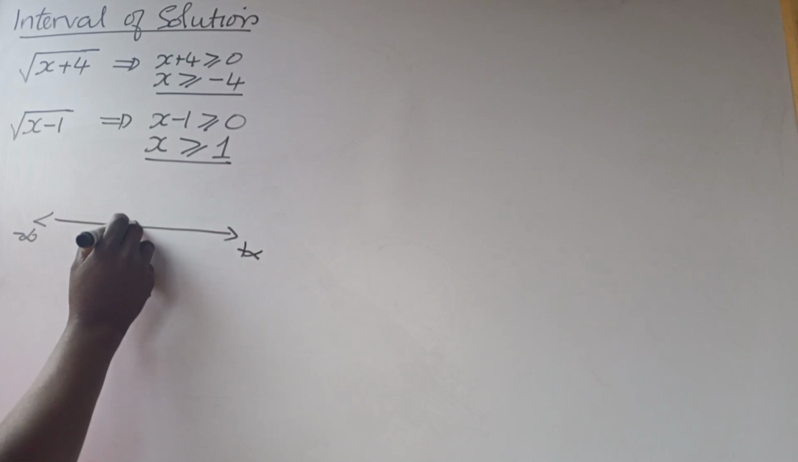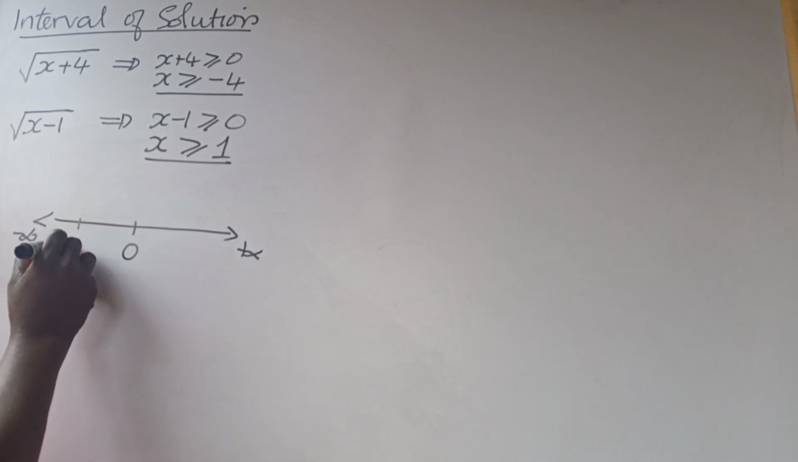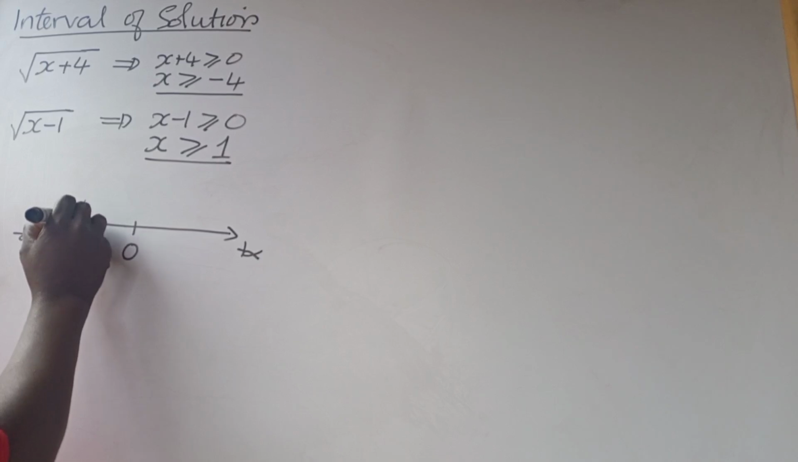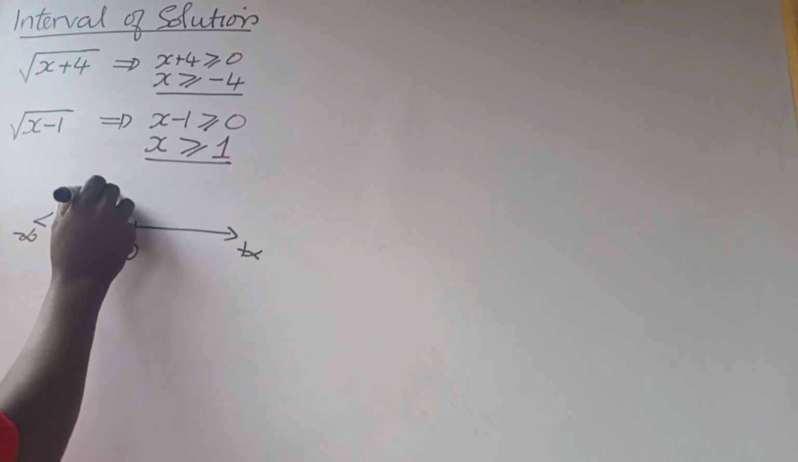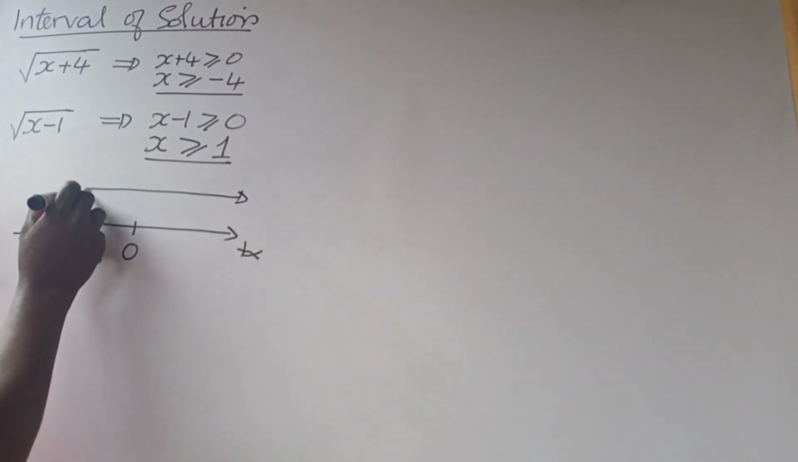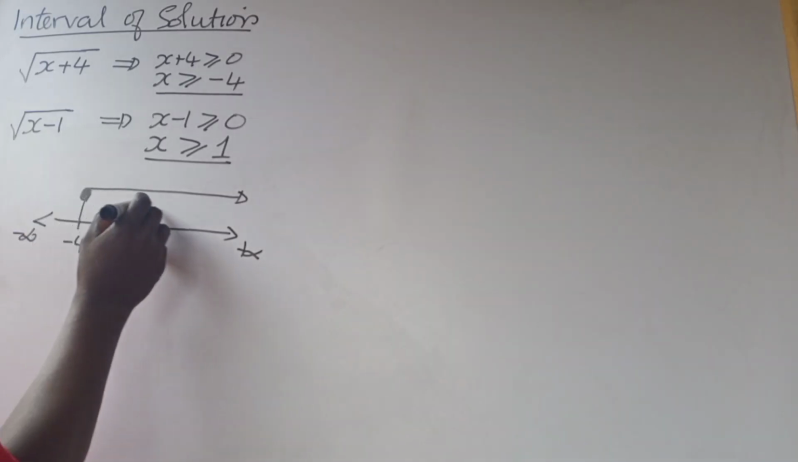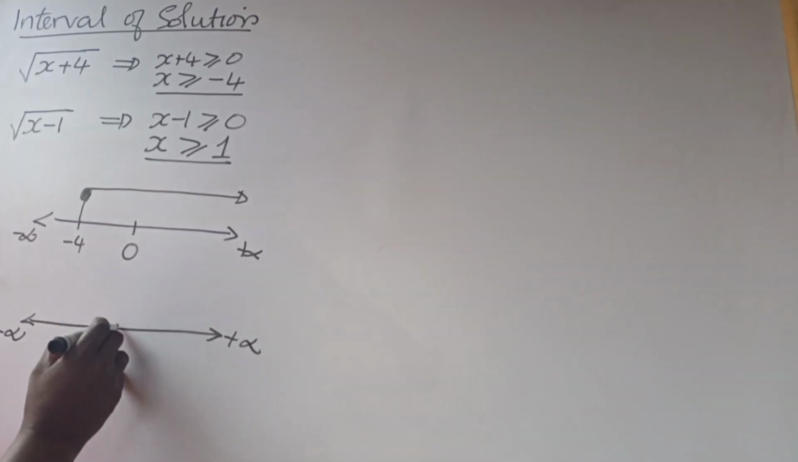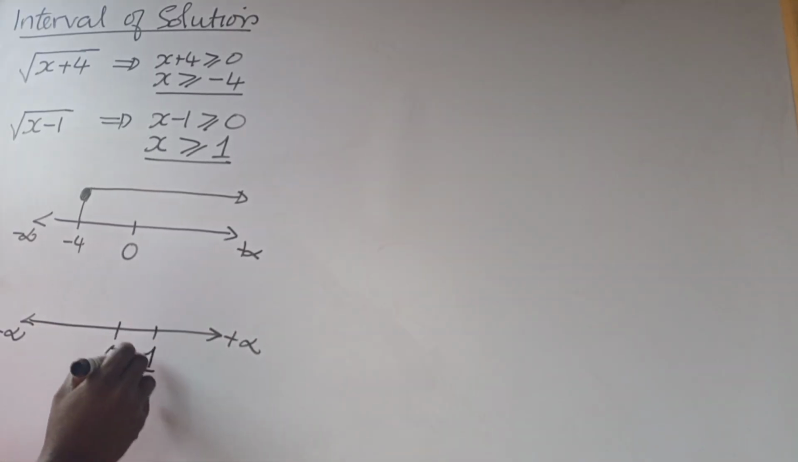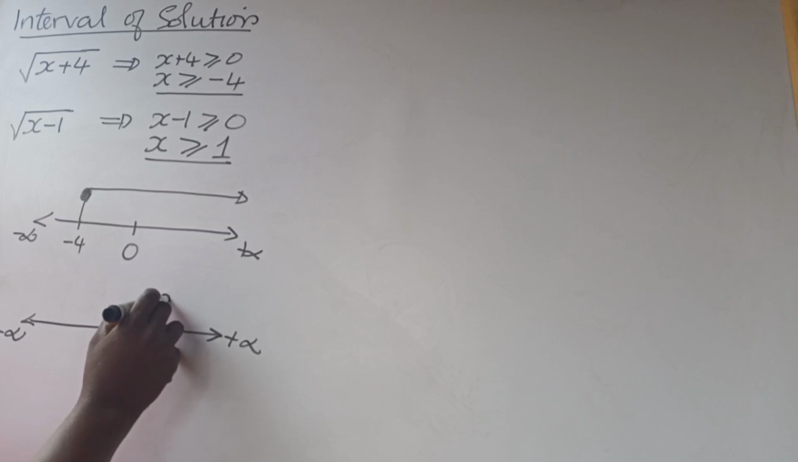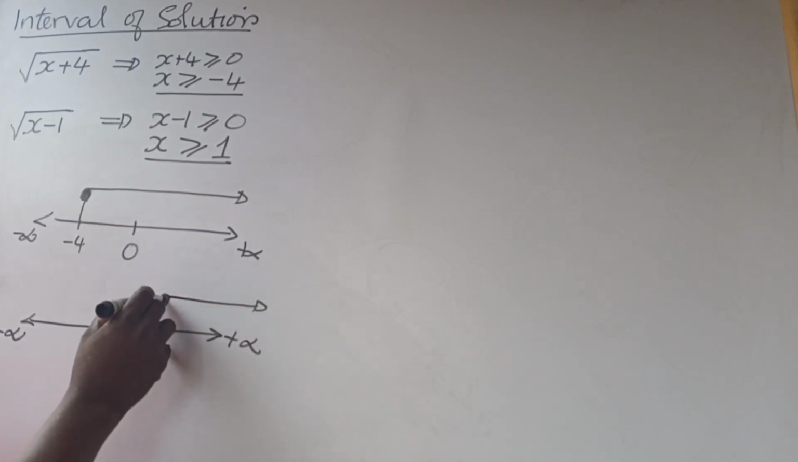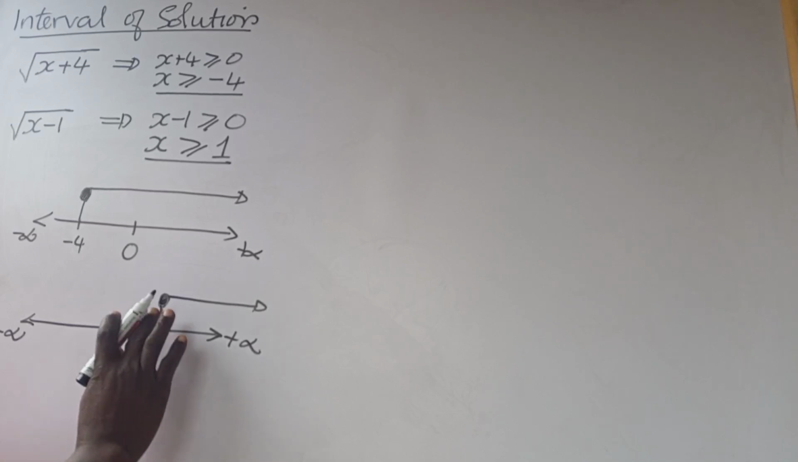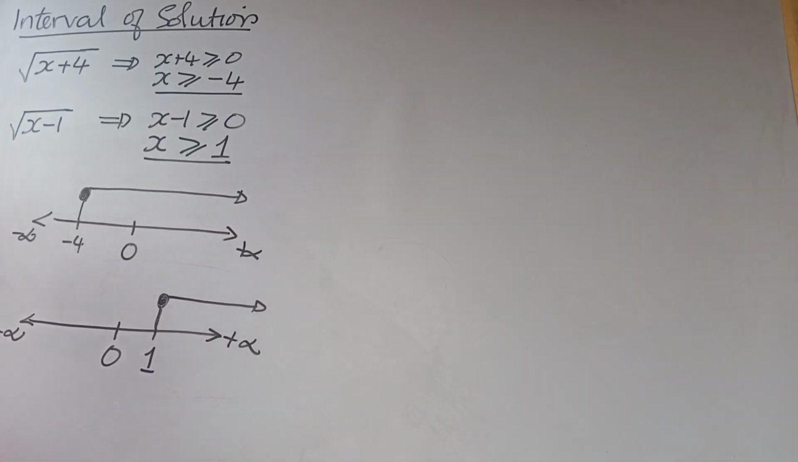This very first solution, this is always 0, we'll have 0 in the middle. This is negative 4. This first one says all values to the right of negative 4, including negative 4. That's why we have shaded this. It means negative 4 is included. All values to the right, including negative 4. And then this other one says all values to the right of positive 1. This is positive 1. All values to the right, including positive 1. So we also shade that. All right. So all values to the right of positive 1, including positive 1.